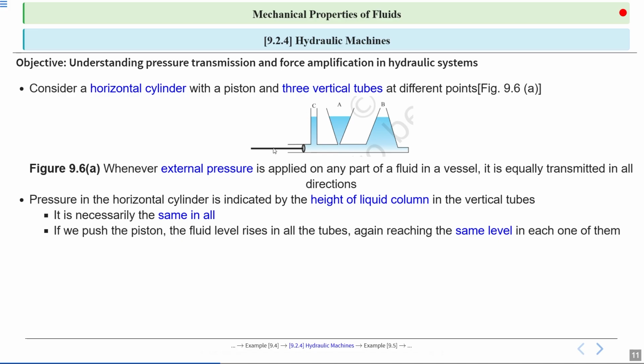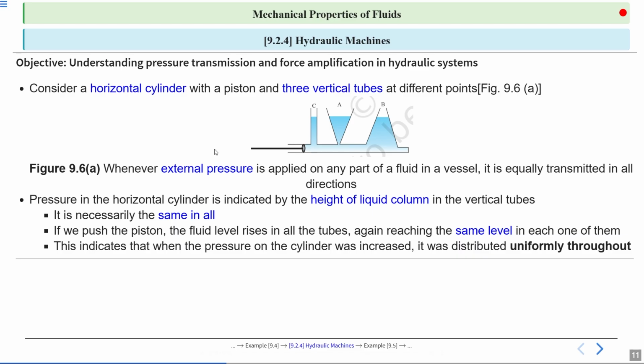If we push the piston, look at here. If we push the piston, the fluid levels rise in all tubes A, B, C, reaching the same level in each one. Alright. This shows us that when we increase the pressure on the cylinder, it is distributed uniformly throughout the fluid, maintaining equilibrium. So here pressure on the cylinder was increased. It was distributed uniformly throughout.